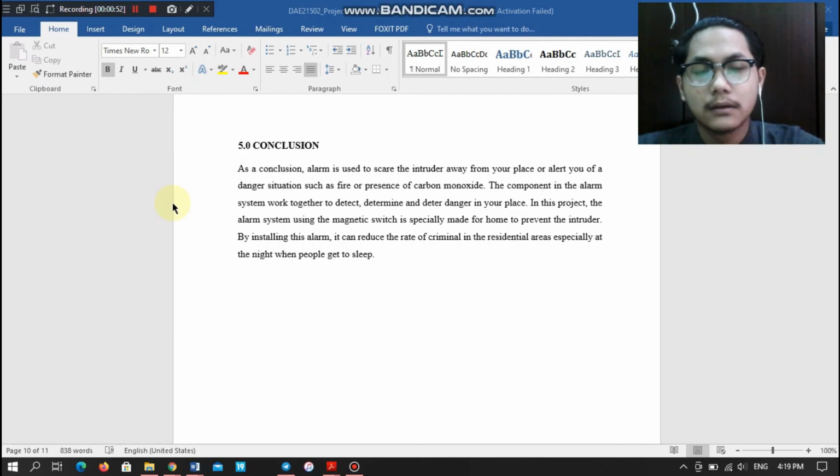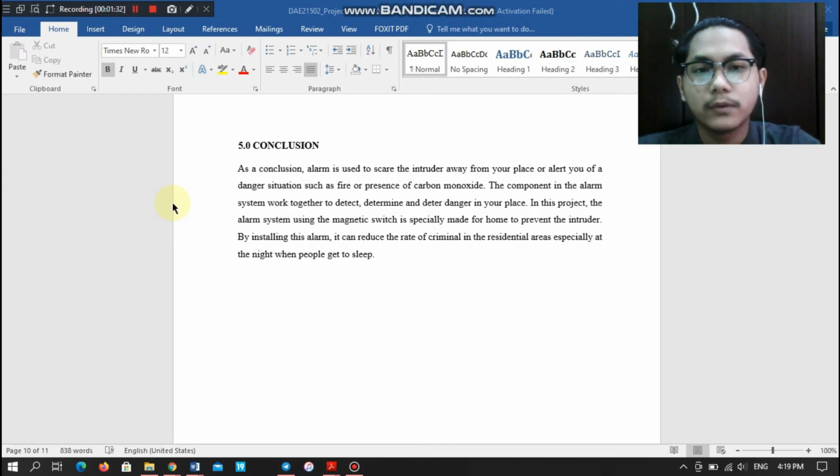So the main objective of our project is that we made this alarm system especially for homeowners, where they can install this alarm on their window and also their door. By installing this alarm, we can at least reduce the rate of crime in residential areas, especially at night when people go to sleep and get some rest.